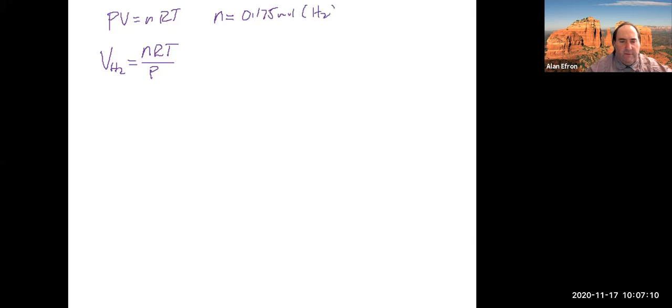So continuing on here, if we use our PV equals nRT, like I said before, we pretty much have everything except for V, which is what we're looking for. So if we did the V of our hydrogen gas, that would be nRT divided by P. Again, a reminder from the other side, our moles of hydrogen was 0.175 for H2. And for our O2, it was 0.0874.